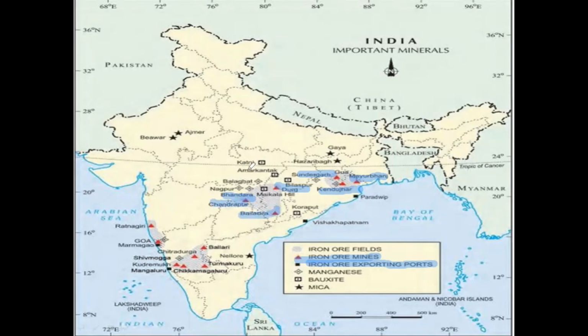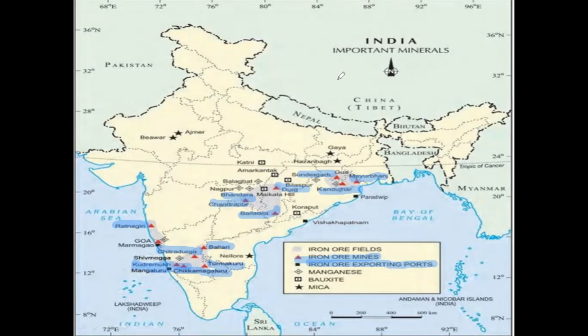Then Baladila. Here you have Ratnagiri and Marmagao. Then here Bellary. Then Chitradurg, Chikmagalur, and Tumkur belt. So these are four. Here also we have Kudremukh mine. If you see here, this is the Kudremukh mines, which is a 100% iron ore exporting unit. So these might come in your examination for map.